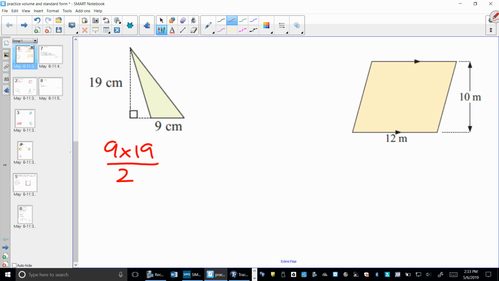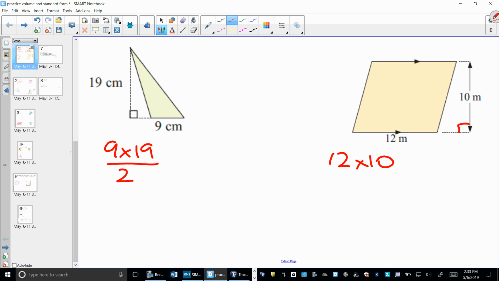Okay? So this one, whilst it's a wonky one, because they have given us the measurements that are perpendicular to each other, you literally do 10 multiplied by 12. This one is not divided by 2 because it is a parallelogram, not a triangle.